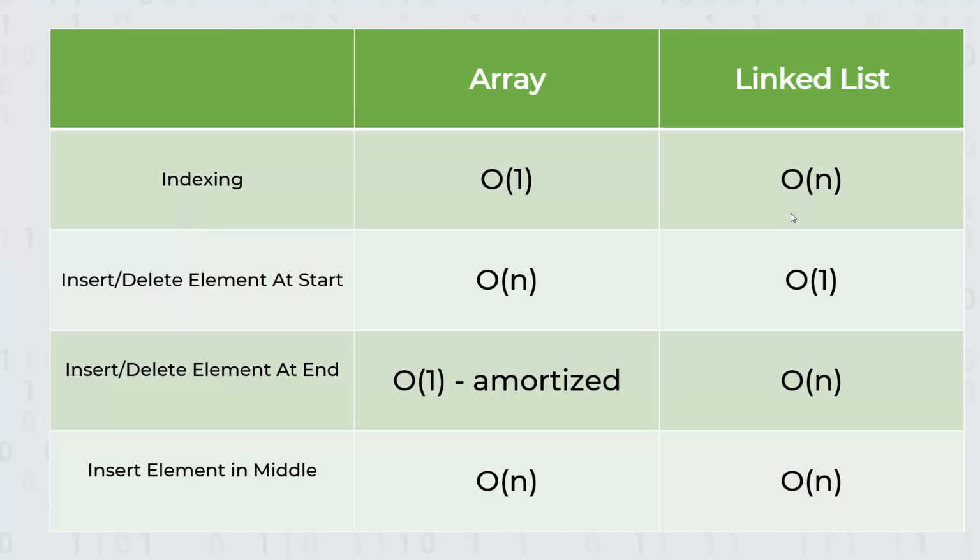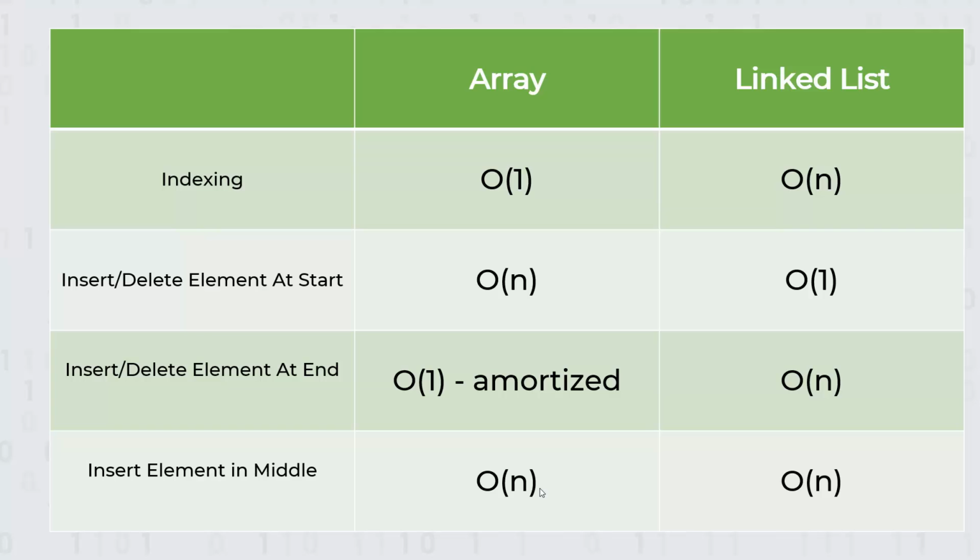If you want to insert and delete element at the start, in array it is order of n, because remember you have to copy those values. In linked list you don't, hence the complexity is order of 1. Inserting deleting element at the end is order of 1 in array. The reason I am saying amortized is because if you have dynamic array and if you are reaching the capacity, you have to copy those elements. So there is some additional cost. The same operation in linked list is order of n. Inserting element in the middle is order of n in both array and linked list.